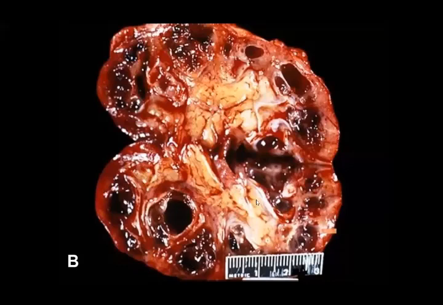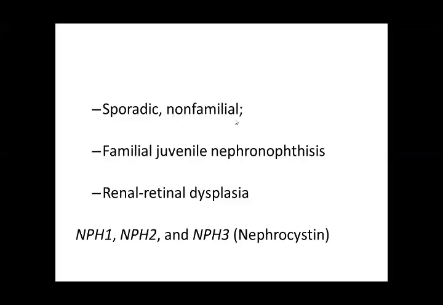Inside the cyst is hemorrhagic fluid, so they look dark and chocolate colored, and they are called either nephronophthisis or renal medullary cyst. If it is renal medullary cyst, it is an autosomal dominant condition. But if it is nephronophthisis, it is an autosomal recessive condition. Sporadic, non-familial, familial, juvenile nephronophthisis, and retinal dysplasia is an extrarenal manifestation.